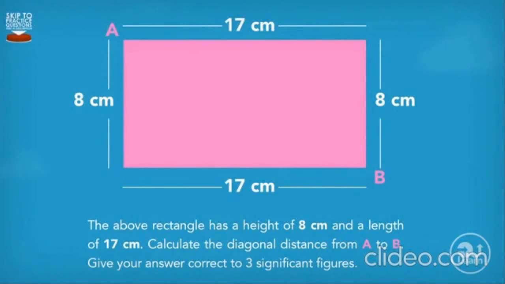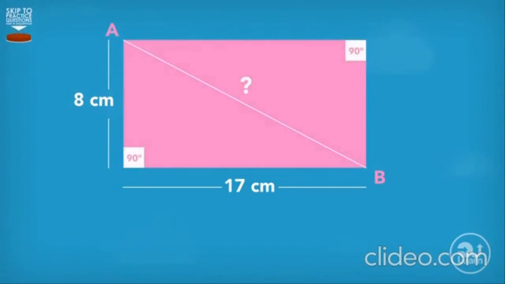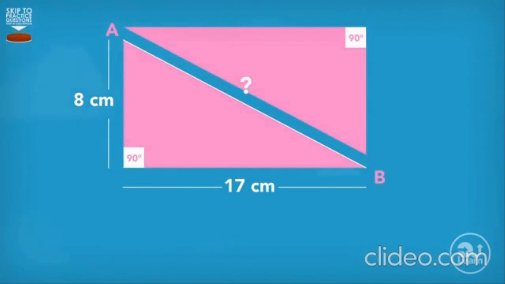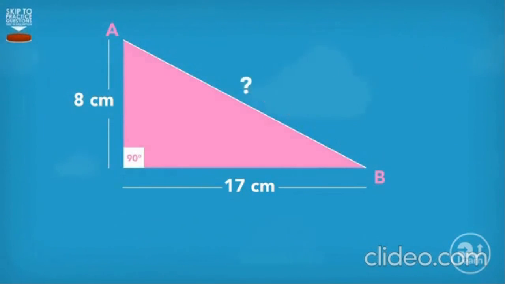You can see a rectangle here. Opposite sides are equal, 17 centimeters and 8 centimeters. The rectangle has a height of 8 centimeters and a length of 17 centimeters. We have to calculate the diagonal, which is the hypotenuse. It's quite easy to find the hypotenuse using Pythagoras theorem.